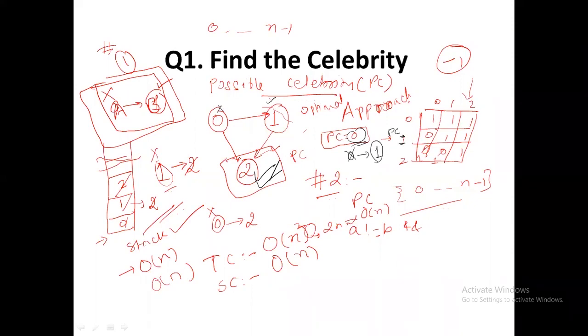2. Okay, so for 2, 1 knows 2. 1 knows 2? Yes, 1 knows 2. That means 1 can't be the celebrity. Who is the celebrity? That means the possible celebrity is 2. So I got to know that my possible celebrity is 2.